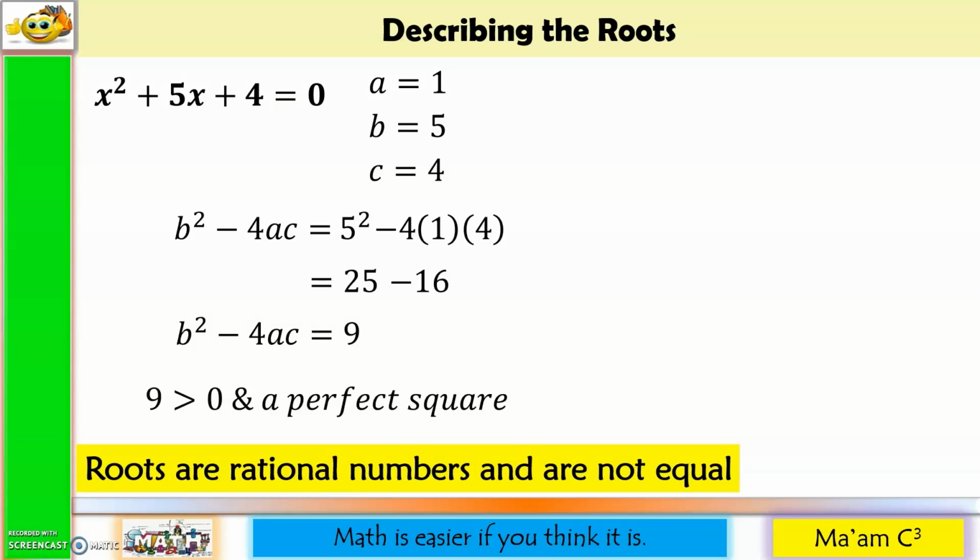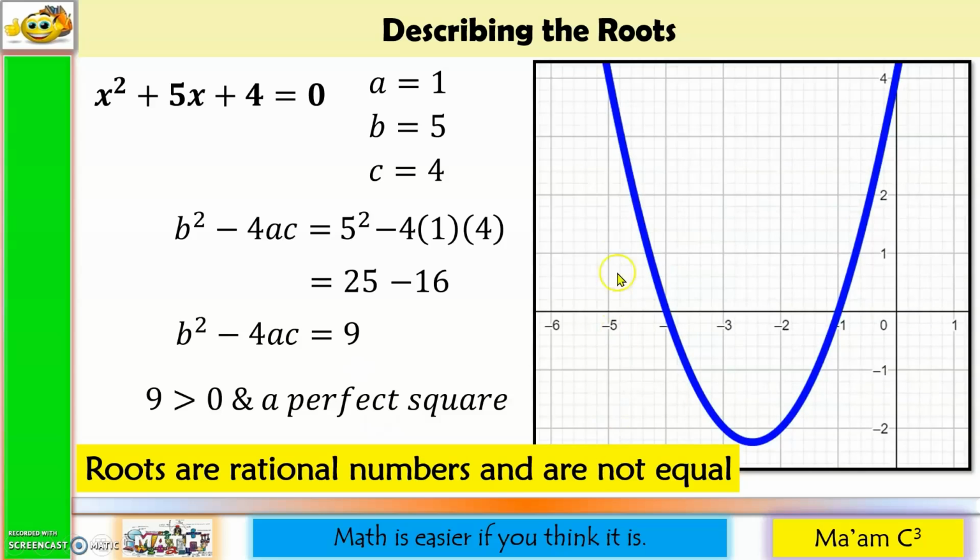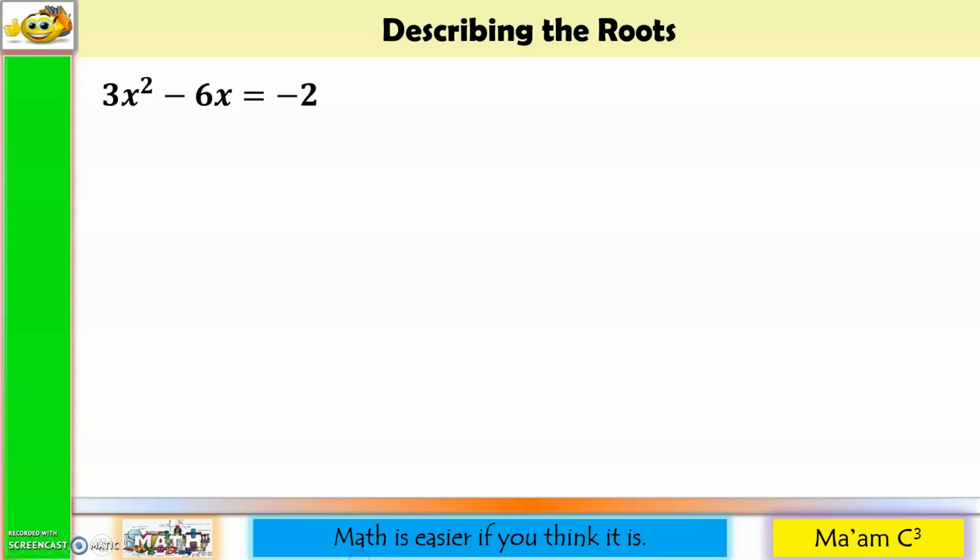Now let's look into the graph of this equation. Notice that the graph crosses the x-axis at 2 points. These are x equals -4 and x equals -1. Roots are rational numbers. These are rational numbers and are not equal. -4 and -1. Next example, 3x squared minus 6x is equal to -2. First, let us convert this into standard form.